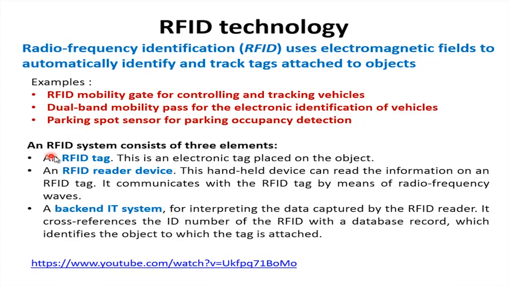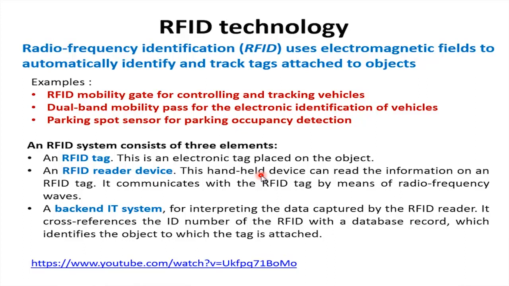An RFID system consists of three elements: the RFID tag, the RFID reader device, and the backend IT system. An RFID tag is an electronic tag placed on the object. In a supermarket, for example, every object can be tagged using RFID. You may ask, why can't we use a barcode?